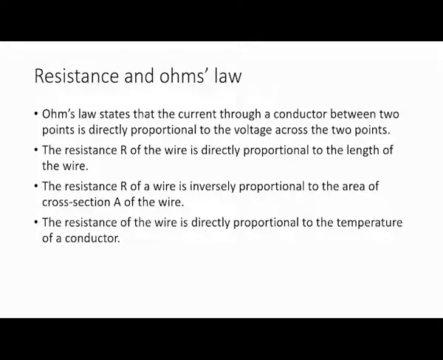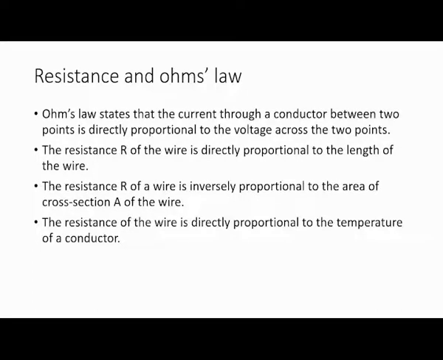Therefore, students are expected to know the factors that affect the resistance of the wire, which is the length of the wire, the cross-sectional area, the temperature of the conductor, and the material from which the conductor is made. Then students are also expected to know the relationship between resistance and the length, resistance and the cross-sectional area, resistance and temperature. So they are stated there. Resistance is directly proportional to the length of the wire, resistance is inversely proportional to the cross-sectional area, and the resistance is directly proportional to the temperature.